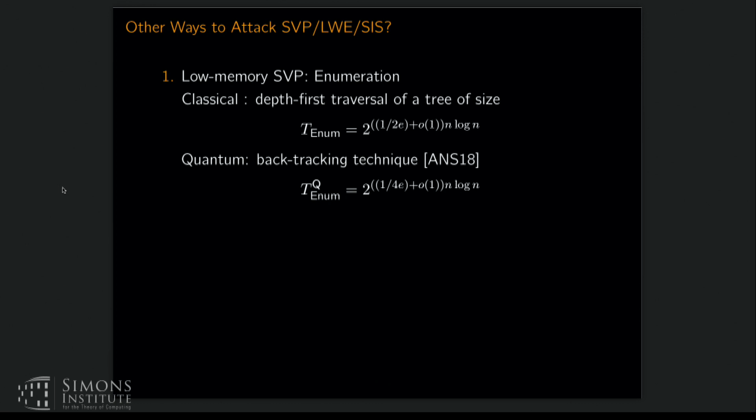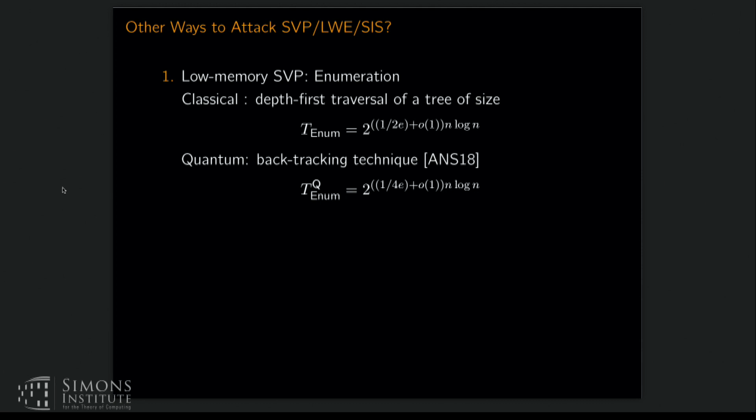Okay. What else can we do? As I just showed you, these quantum versions of sieve are actually classical memory sieves. It does require a lot of memory. As I said at the beginning, there is another way to do SVP, which is called the enumeration algorithm. Essentially what it does is traverse a big tree. The tree is of size 2 to the n log n, up to a constant. There's been work done on improving this algorithm quantumly, the so-called backtracking technique, which is a quantum random walk on a tree.